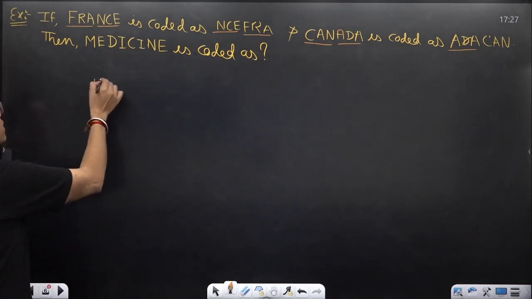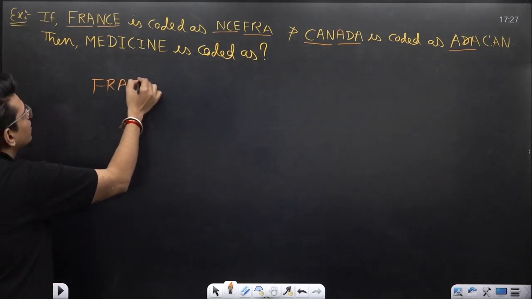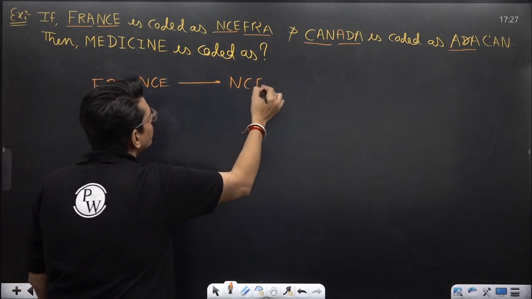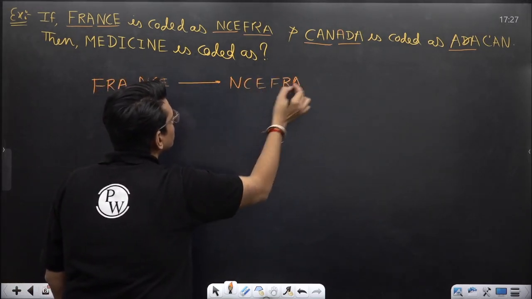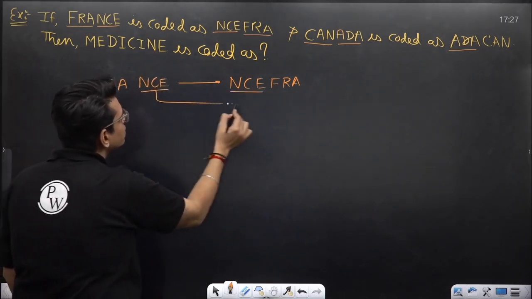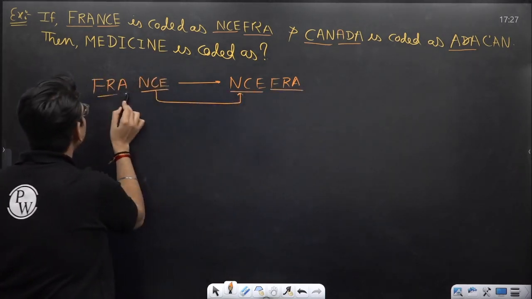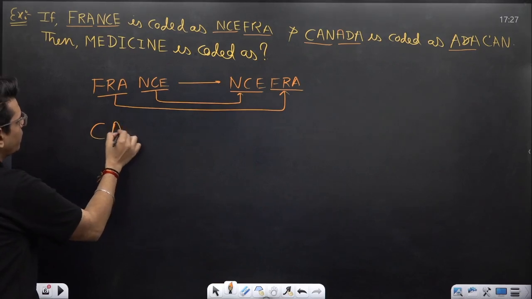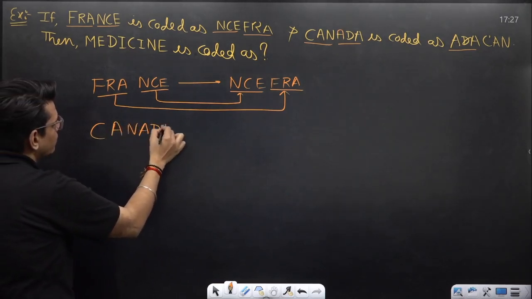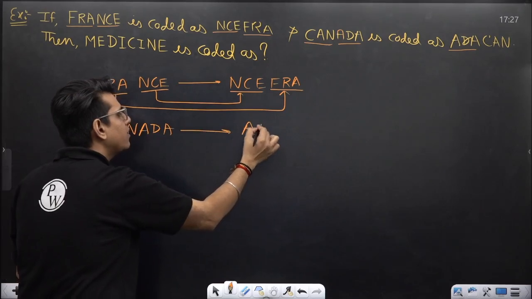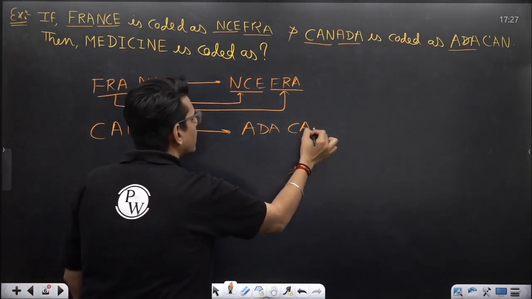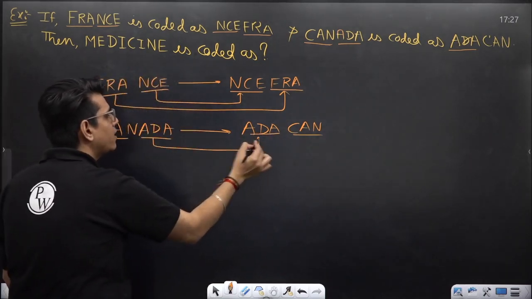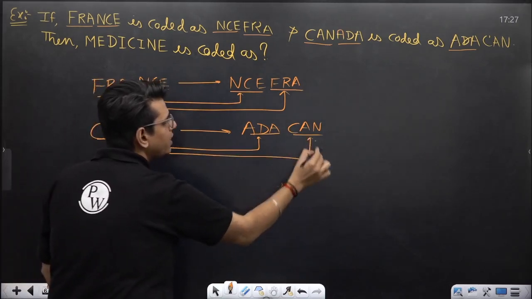This is nothing but FRANCE, right? This changes to what? NCEFRA. So this is nothing but this thing goes here and the initial thing is going further ahead. Similarly, for Canada, it is nothing but ADACAN, right? Another pair of 3s. This is going here and the initial thing is going at the last.